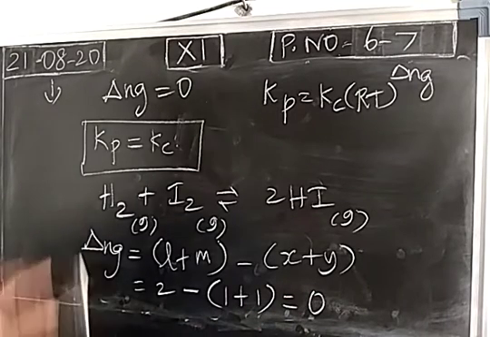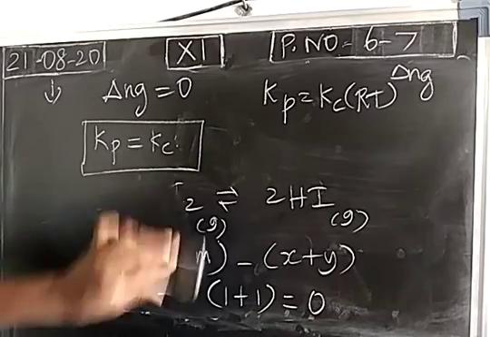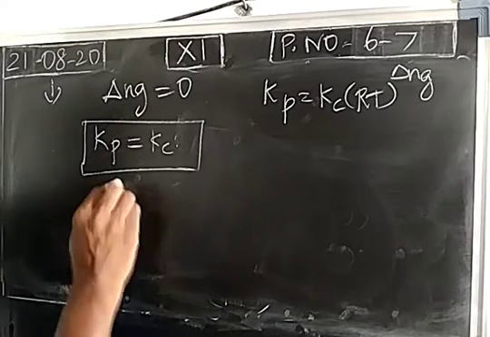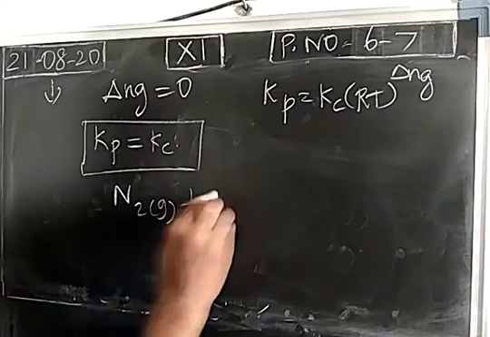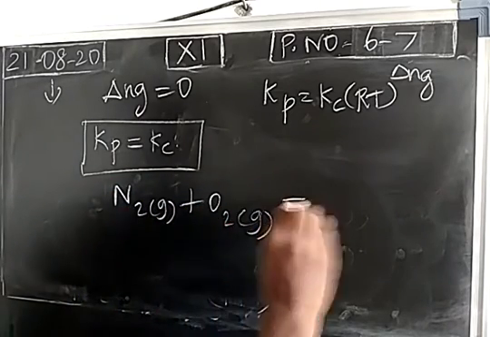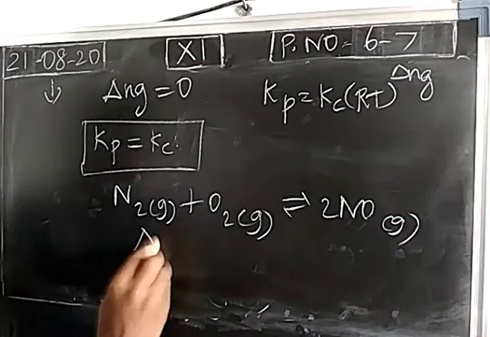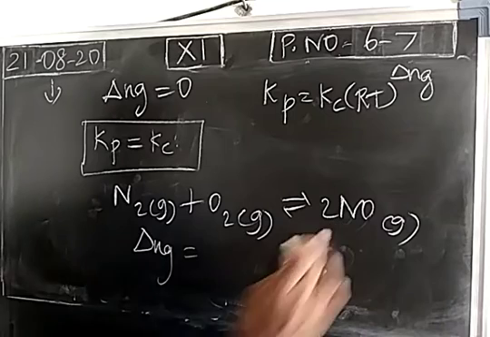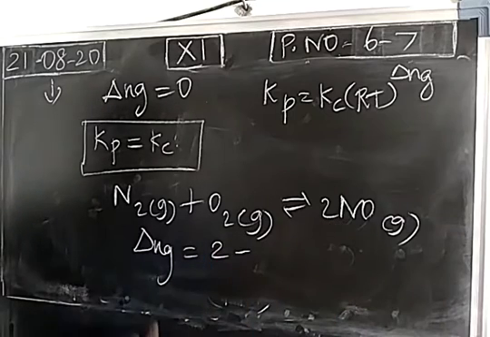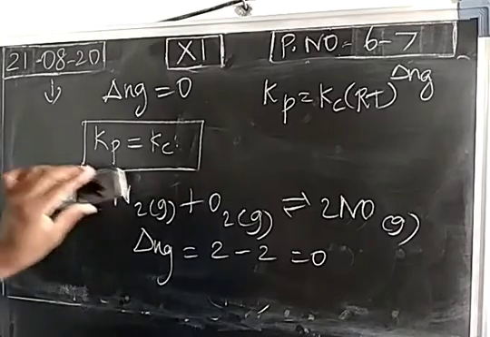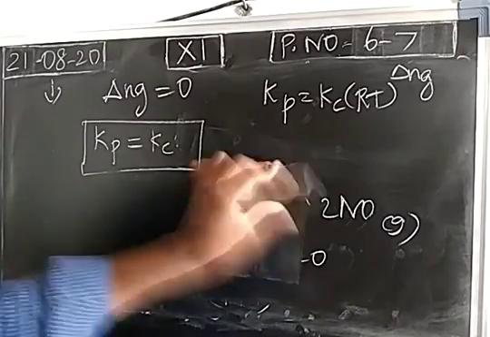This is an example. In the same way, we may give one more example. Nitrogen gas combines with oxygen gas. It provides nitric oxide gas. What is the delta Ng value? Product 2 moles. Reactants 1 plus 1, 2. Delta Ng value 0. So this is case number 1.